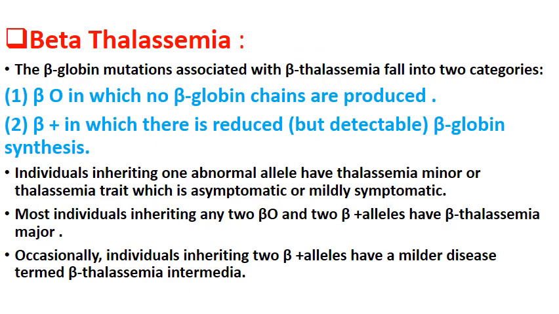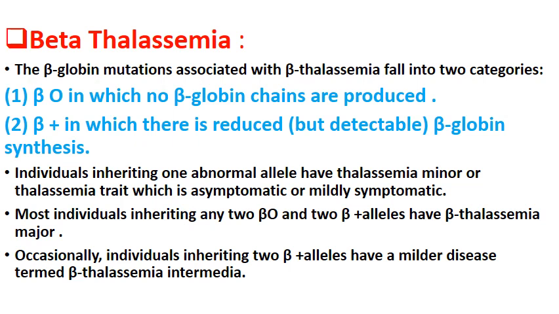Here we are coming to the second type of thalassemia, beta thalassemia, in which the beta globin mutations fall into 2 categories. The first one, beta 0, in which no beta globin chains are produced. There is no beta globin chain at all. And the second one, beta plus, in which there is a reduced amount of beta globin synthesis, but it is detectable.